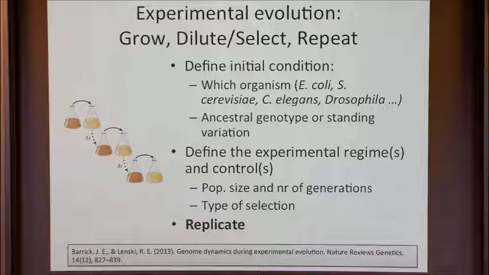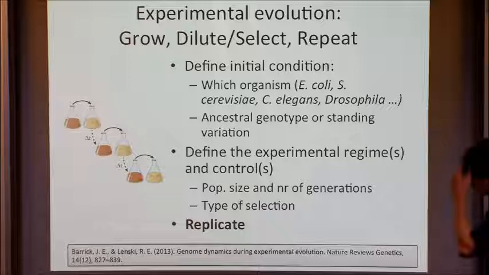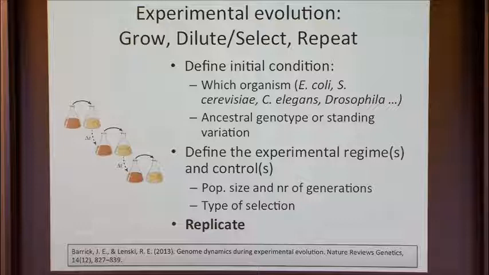Finally, define the experimental regime. Define the size of the population that you want to evolve, the number of generations for which it should evolve, and the type of selection you subject this population to. In this case, it's merely dilution. So you grow them under a certain condition, and then you dilute them, so you're selecting for growing very well under these conditions. But you can think of other types of selection, directional selection. If you breed dogs, then you select for dogs of certain traits. Or I show other examples on the next slide. And then, of course, it's crucial to replicate the whole thing, to be able to distinguish whether what you see is just chance or whether it's actually a typical result.